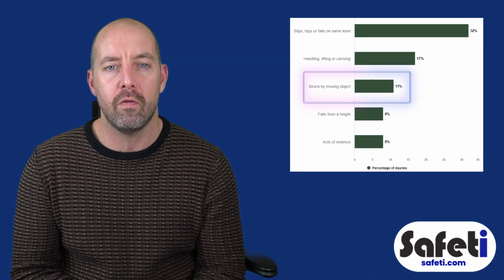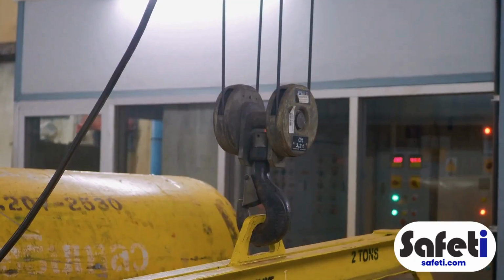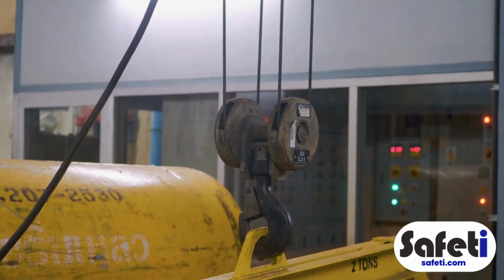You can also see that struck by a moving object accounts for over 10% of non-fatal injuries at work as well. Again, in my experience, I've seen many examples of loads failing from lifting equipment for various reasons, with cranes and forklifts being the main protagonists here. And if you're a manager or a health and safety advisor, then it's something you should pay attention to.